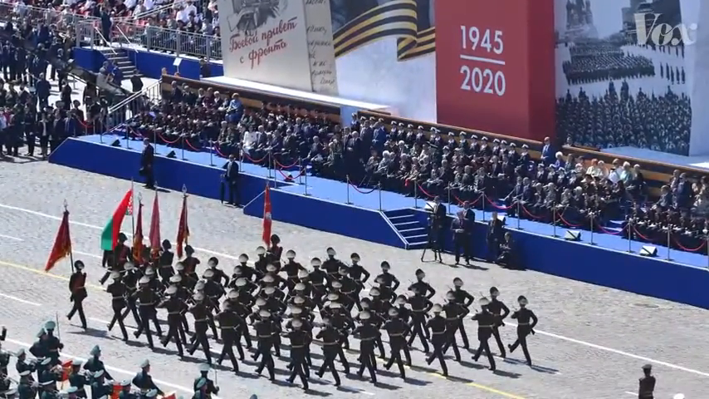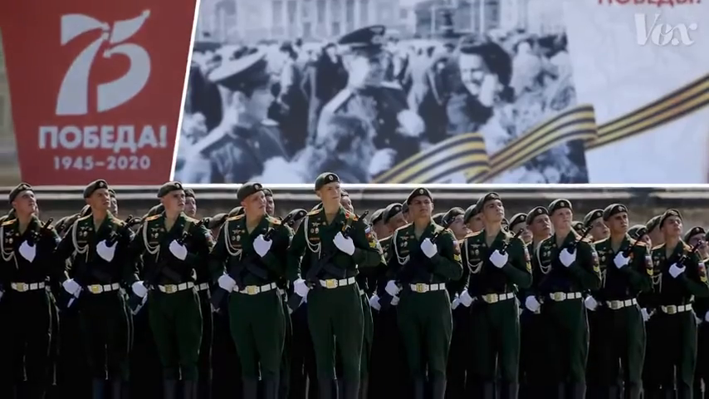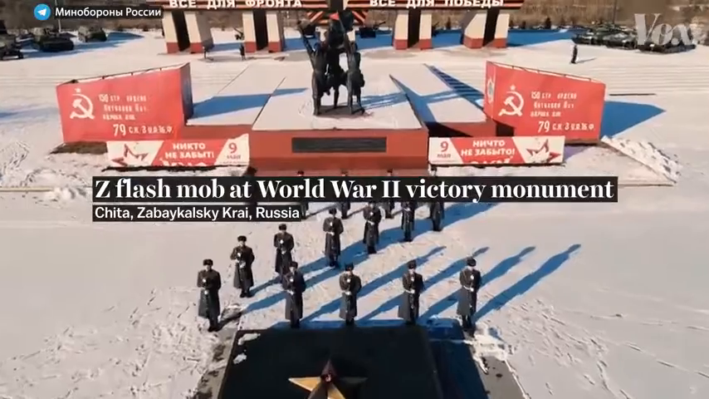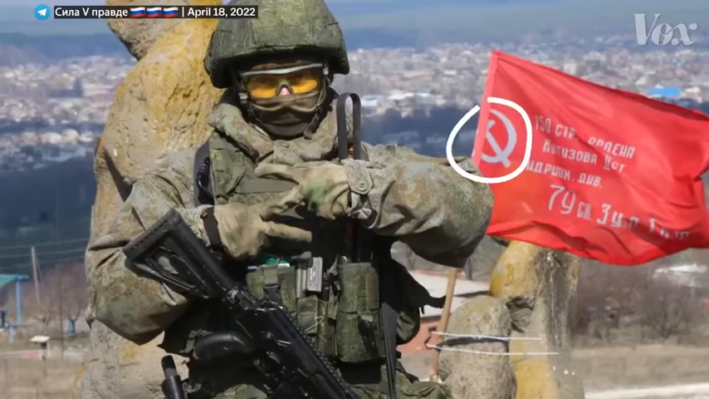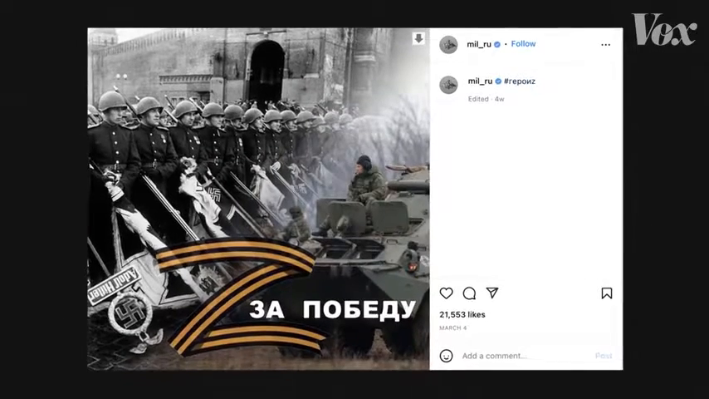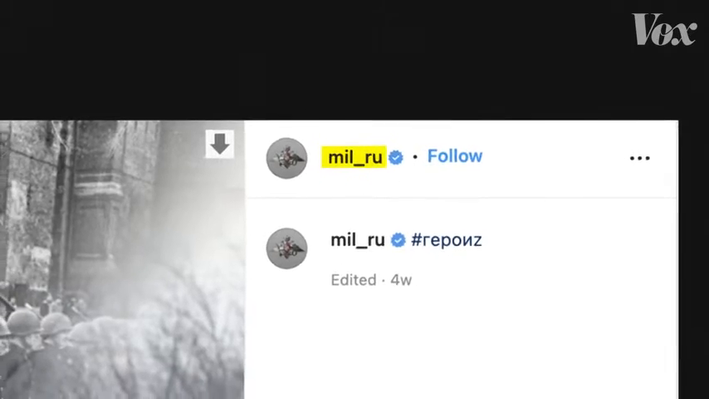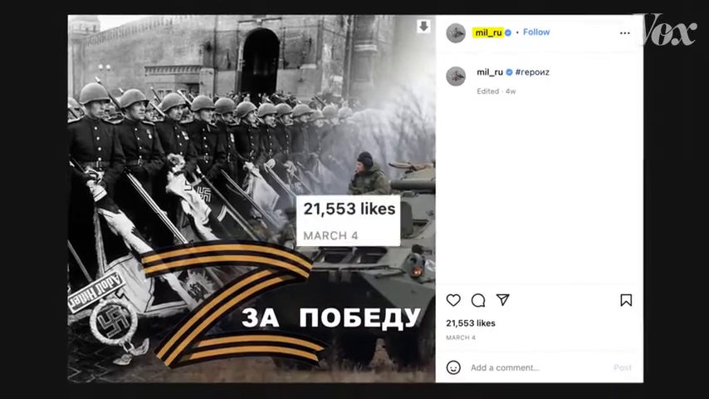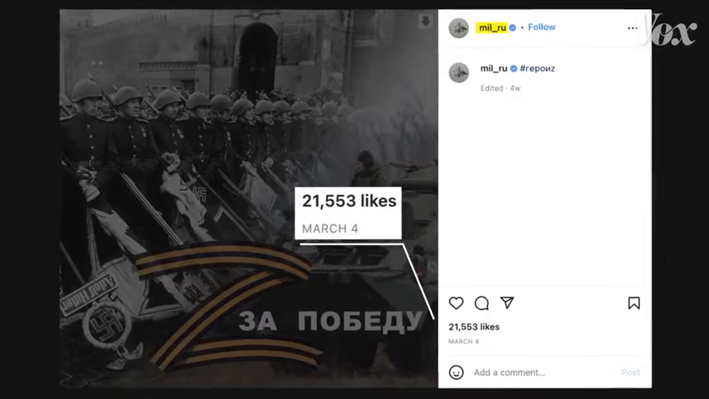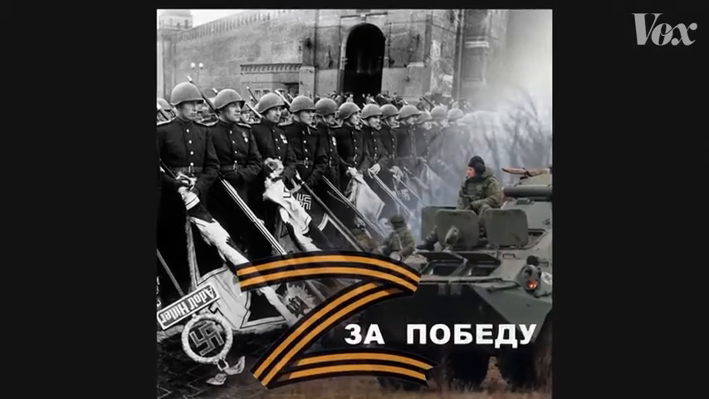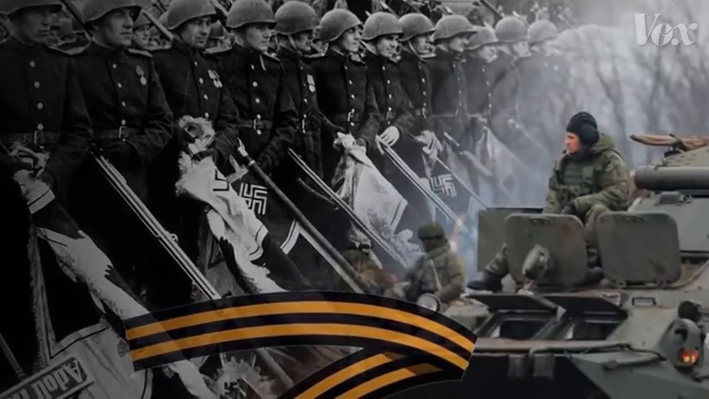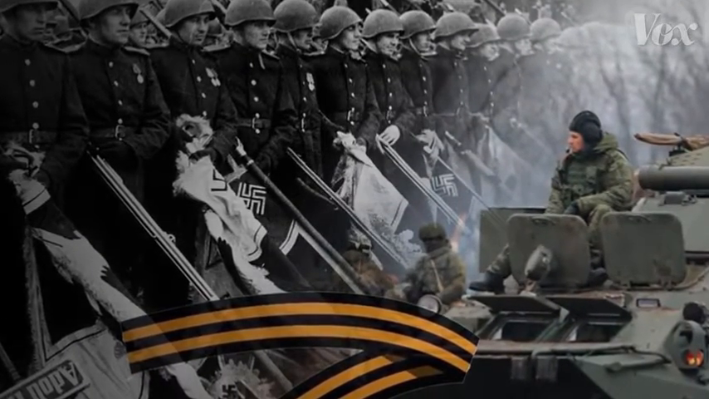This ever-present historical awareness makes World War II imagery a direct link to patriotism and presents the opportunity to connect the nostalgia of Soviet heroism with Russia's current attacks on Ukraine. Take this meme posted to the Russian Ministry of Defense's Instagram on March 4th, 2022, which, as of early April, has over 21,000 likes. It shows a Z superimposed over a black and white photo of Soviet soldiers on one side and a photo of modern Russian soldiers looking back on the other side.